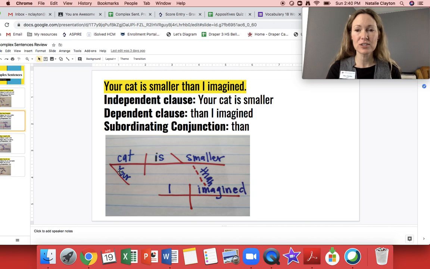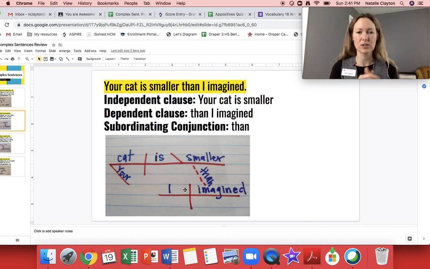So we would diagram just as we usually would. This is stuff we know. So cat, subject, is our verb. Finish diagramming. And then we have in the next section here, I imagine. So another subject, verb. So the main thing I'm looking at is let's get our subject verb in place. So your cat is smaller than I imagine.